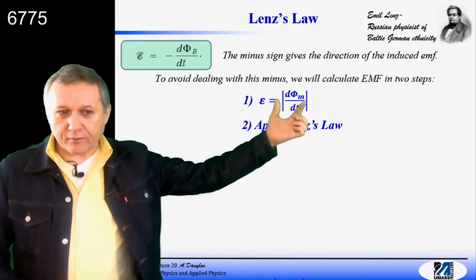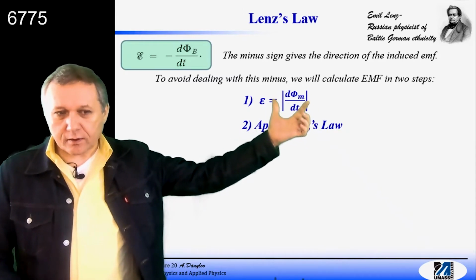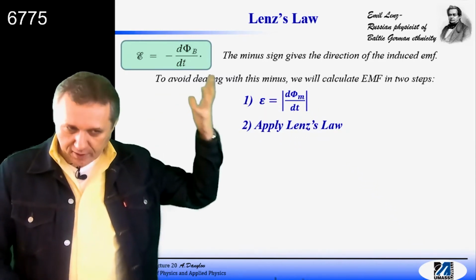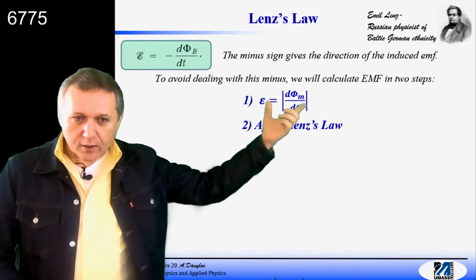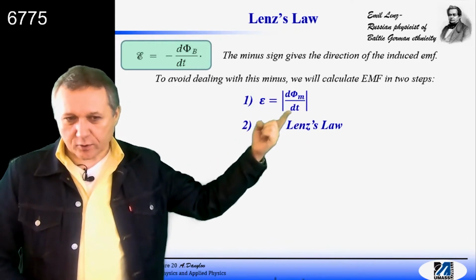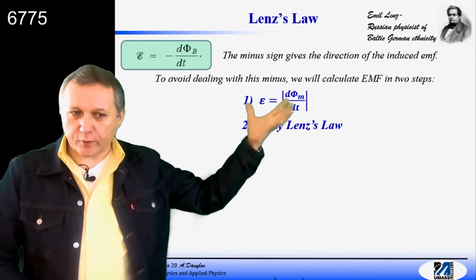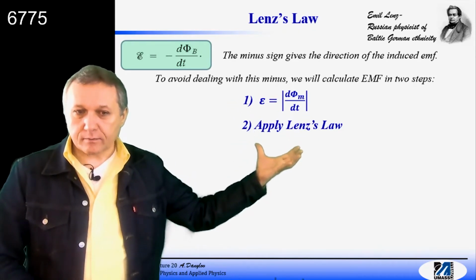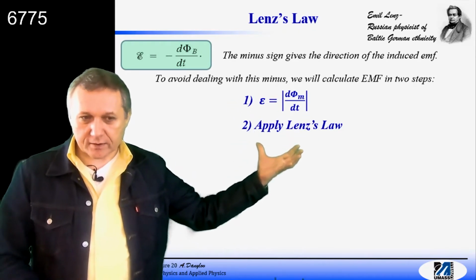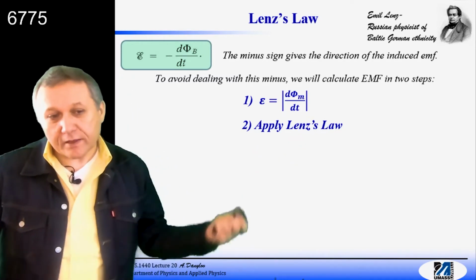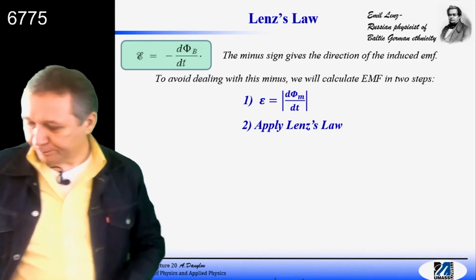Finding this absolute value is nothing but a little bit of calculus, so there is nothing to be discussed over here. We will just have to do it for each particular case. But the Lenz rule, what is behind it? Let's introduce this Lenz rule.